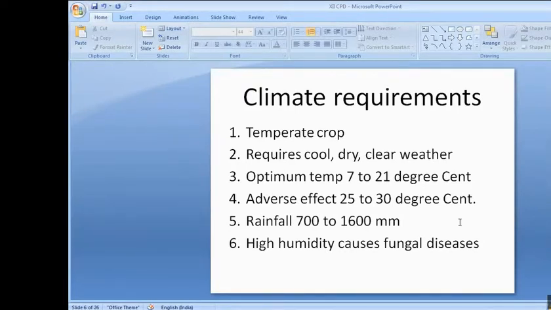And the second thing is that rainfall should be 700 to 1600 mm. This is the average rainfall. Then high humidity. If there is high humidity, then it will cause fungal diseases. Actually, high humidity causes fungal diseases in almost all crops. Means none of the crops can tolerate heavy or high humidity. So humidity is measured in percentage. Humidity should not be more than 75%, otherwise it will cause damage. Okay, now let us go to another slide.